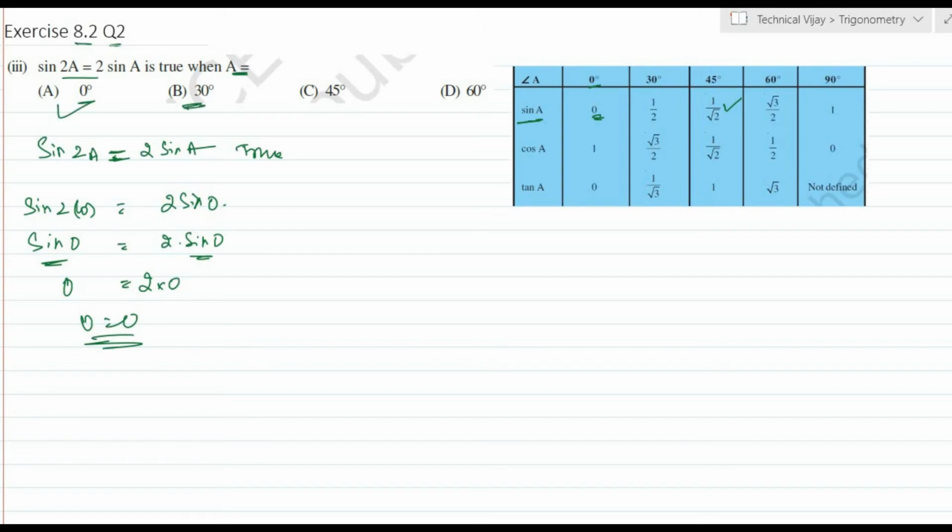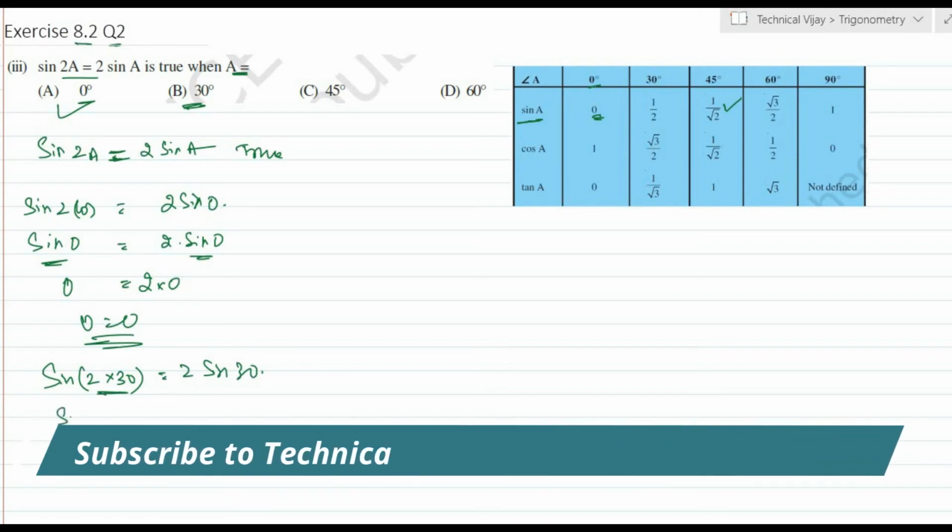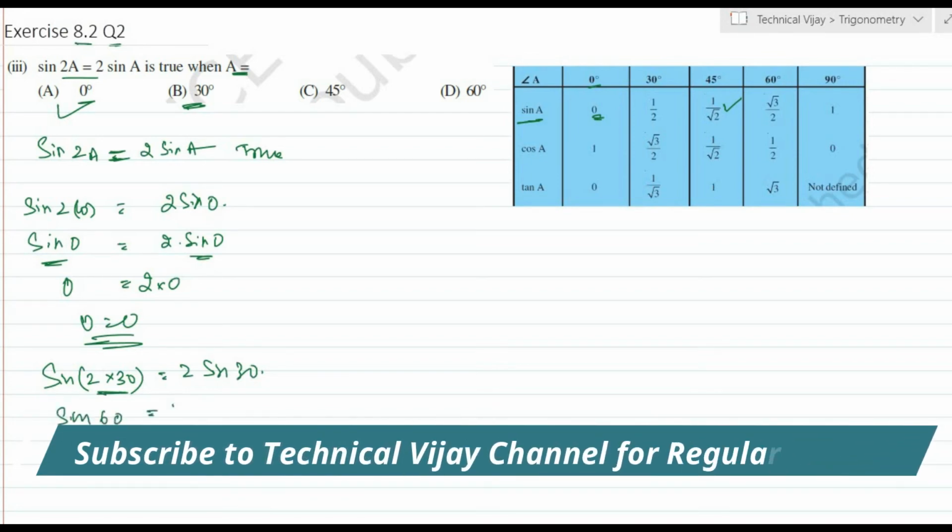So let us see for this one: sine of 2 into 30 is equal to 2 sine of 30. 2 into 30 means sine of 60, equal to 2 sine of 30. So we will substitute the values. Sine of 60 means root 3 divided by 2, is equal to 2 into sine 30, which is 1 by 2. So the 2 cancels, and root 3 by 2 is not equal to 1. This is not satisfied.